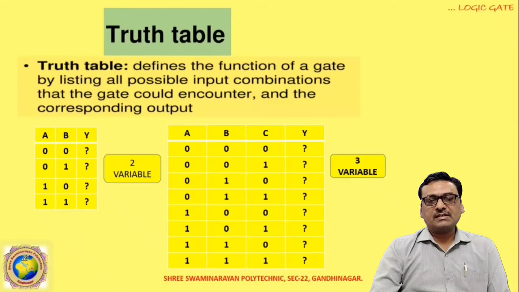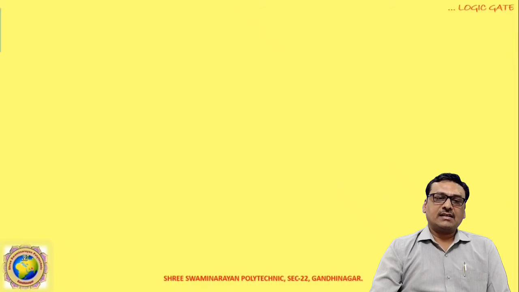Now suppose we have 3 variables. As we discussed earlier, these are A, B and C, the input variables. The number of combinations is 2 raised to 3, which is 8. We check these 8 possibilities and note down Y as the output in the truth table. And the third one is the logic diagram.